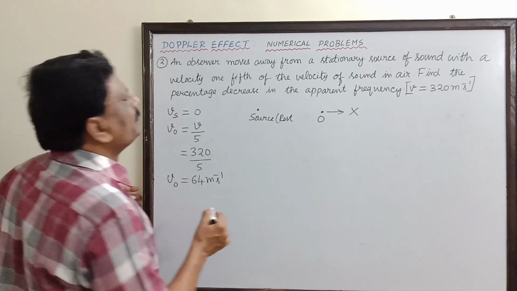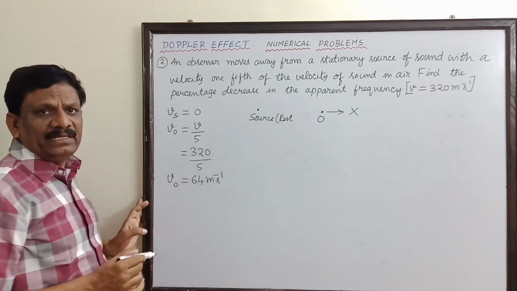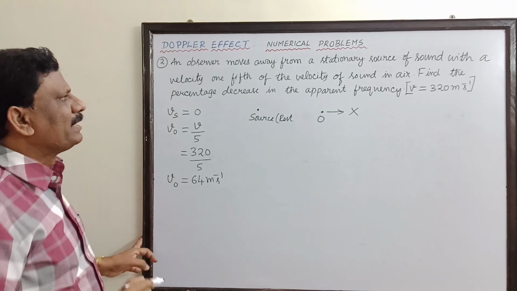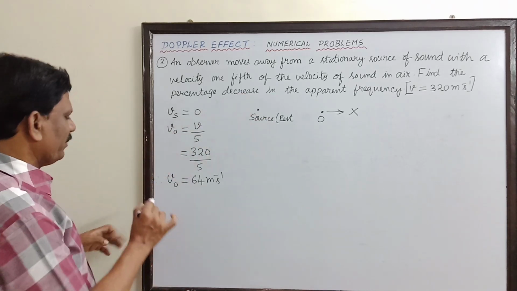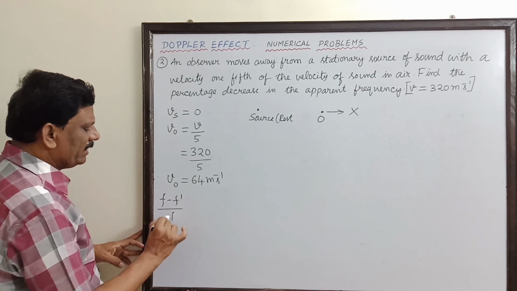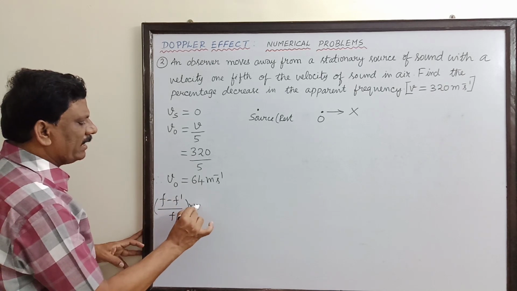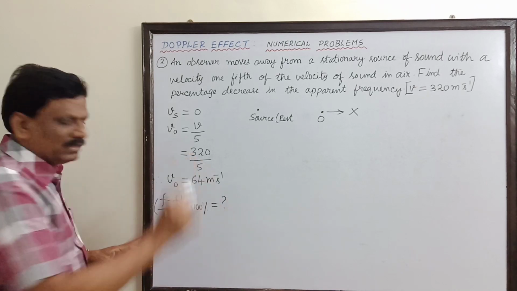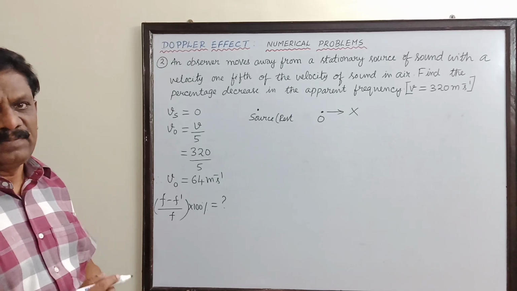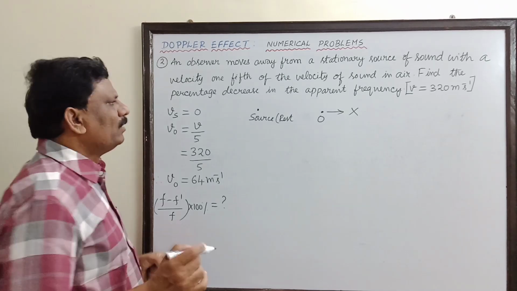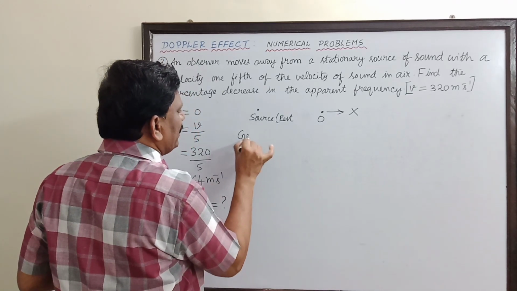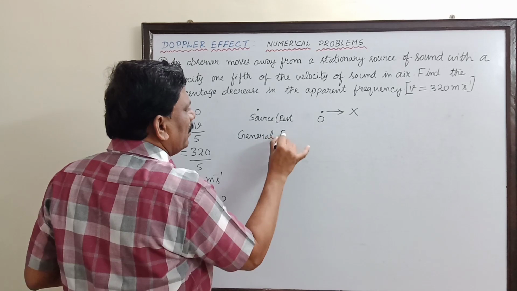So here the actual frequency is also not given. So we have to find the percentage decrease in the apparent frequency. Percentage decrease. So F minus F dash divided by F into 100. We have to find out. This is the percentage decrease in the apparent frequency. Okay, now we will first write the general expression. Okay, so what is the general expression?